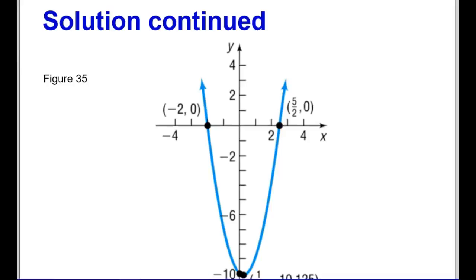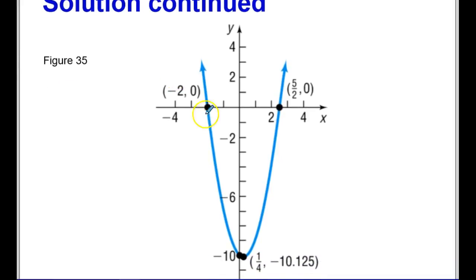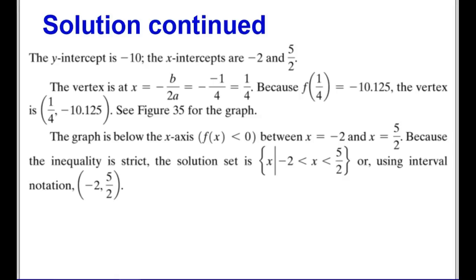So now that I have those points, I can graph them. I have my two intercepts, I have my vertex, and I have my y-intercept. So I can graph my parabola through those. Okay. So we're looking at where the function is less than 0. So I know that I do not include 0, or I do not include my intercepts here.